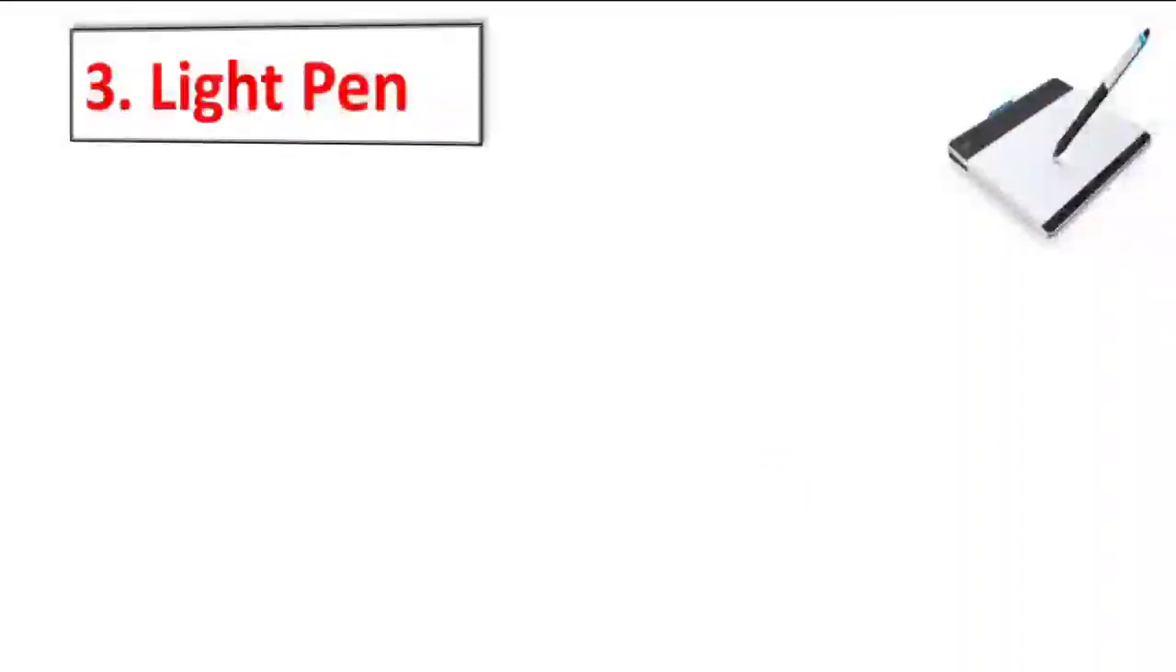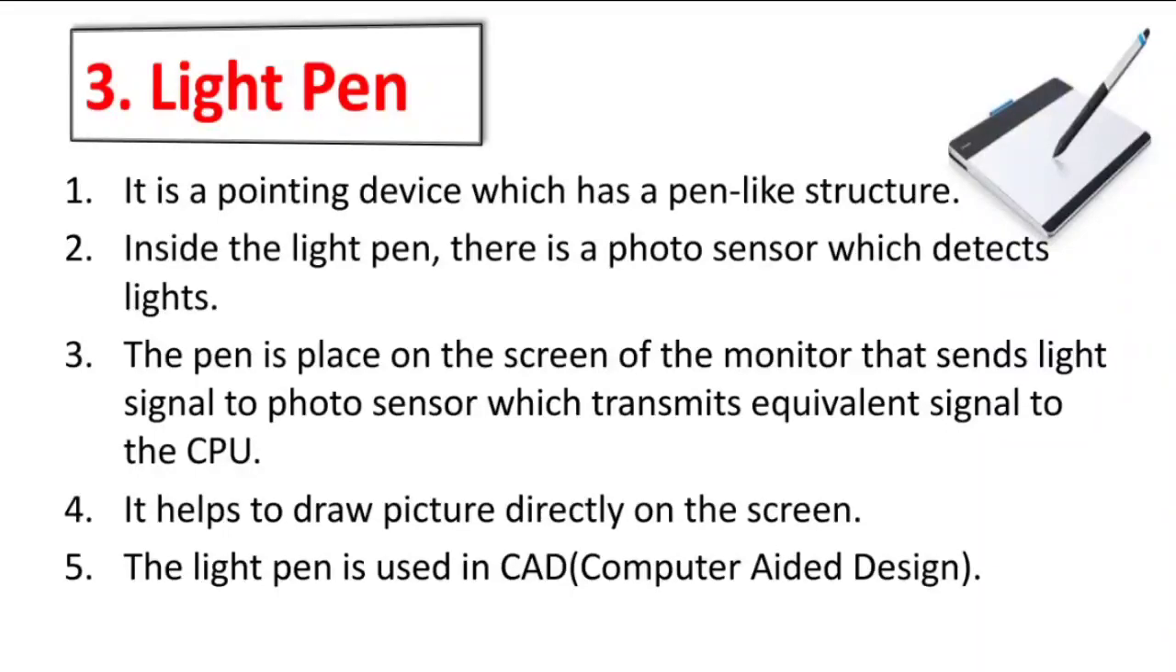Then the light pen. It is a pointing device which has a pen-like structure. Inside the light pen there is a photosensor which detects light. When the pen is placed on the monitor screen, it sends a light signal to the photosensor, which transmits an equivalent signal to the CPU. It is used to draw pictures directly on the screen. The light pen is used in CAD, that is computer aided design. So these are the 5 points for a short note about the light pen.